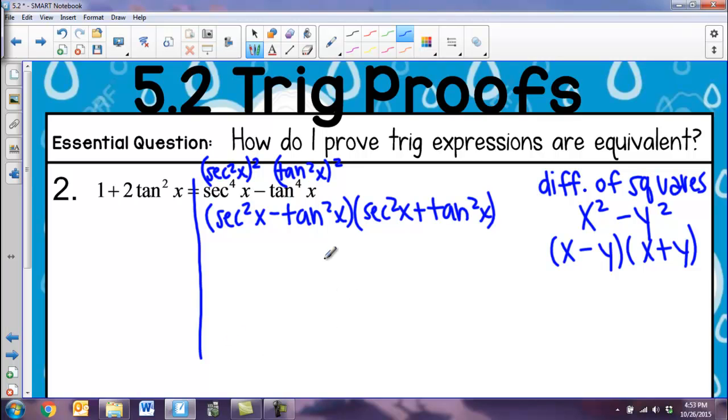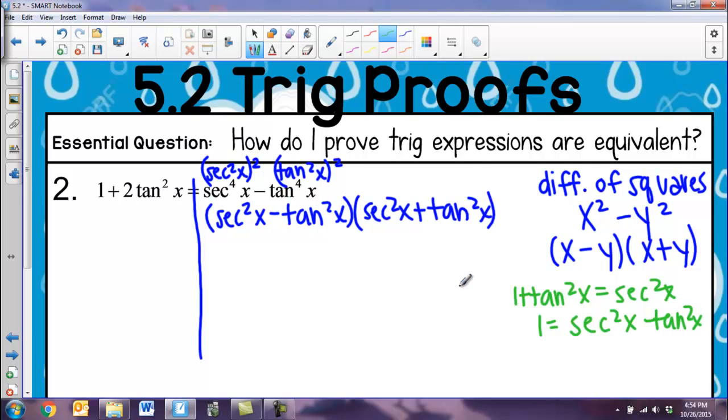Okay, I know it seems like we made this pretty complicated. However, if you look at your Pythagorean identities, right here, we have the one with tangent and secant, and if I subtracted tangent from that side, we would see that this whole term equals 1. So secant squared minus tangent squared is just going to be 1. So I'm really just left with 1 times the part that's over here. So that was really nice of it.